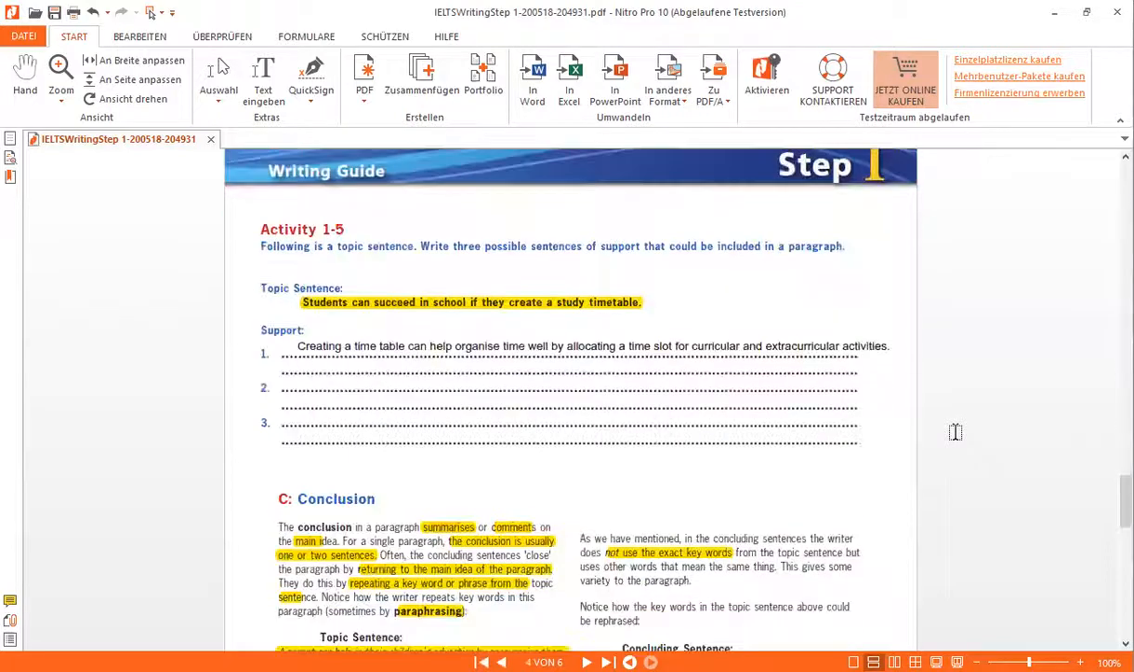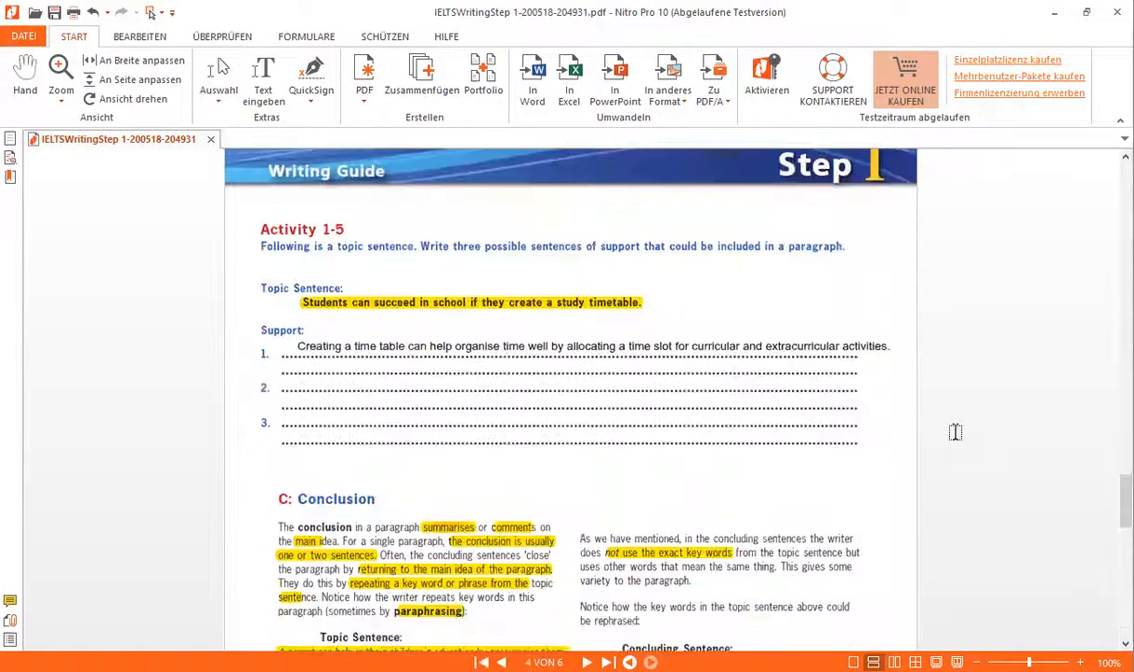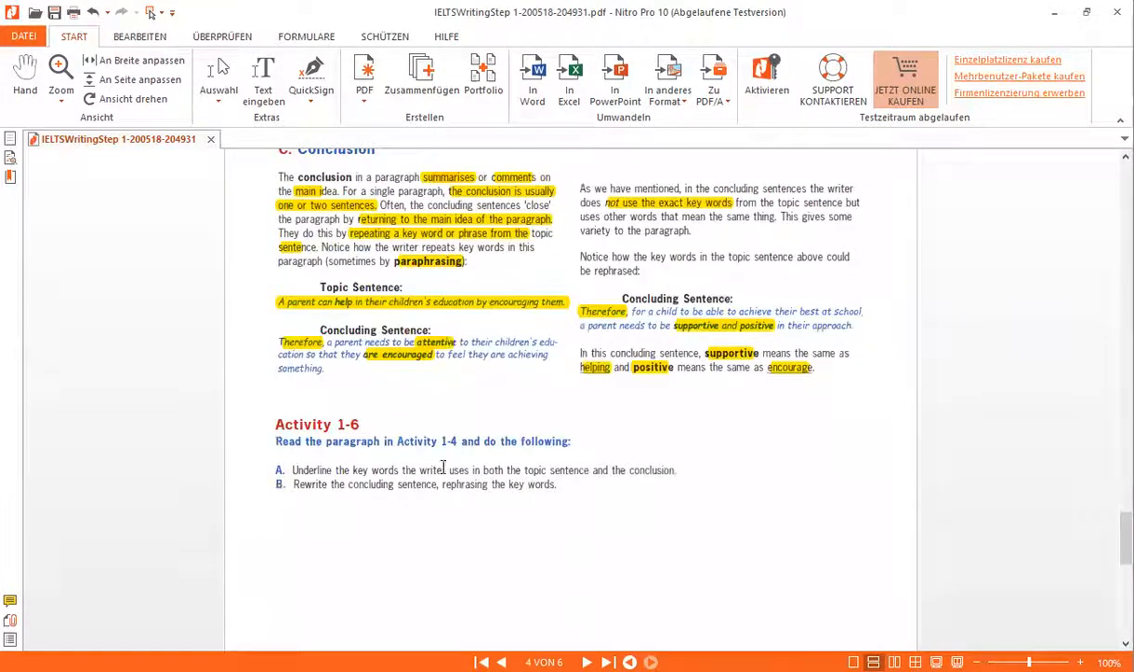All right. The last exercise in this video session will be reading the activity paragraph, the activity 1.4, and then doing the following. Remember, activity 1.4 was the advantages of sports or whatever. We'll go there. But the exercise is, first of all, underline the keywords the writer uses in both the topic sentence and the conclusion. And B, rewrite the concluding sentence, rephrasing the keywords.